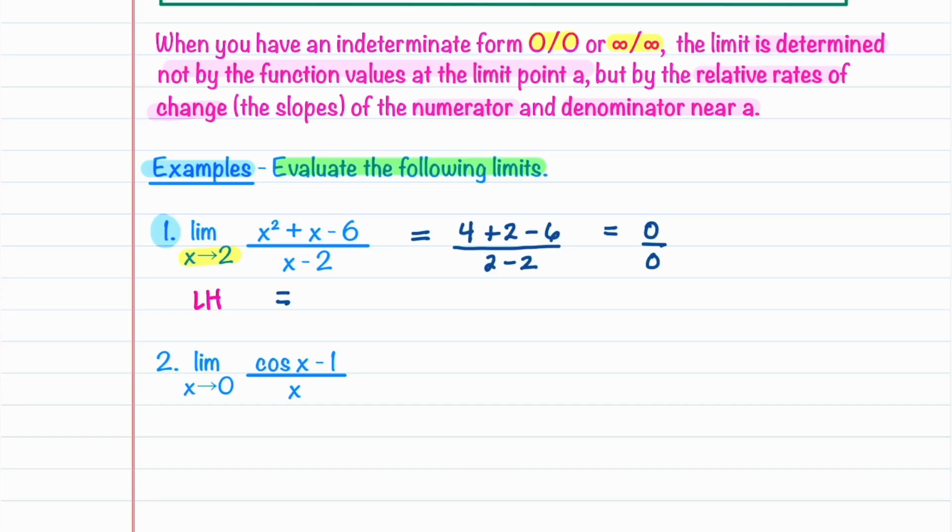L'Hopital's rule tells us that this is equal to the limit as x approaches 2 of the derivative of the numerator, which is 2x plus 1, all divided by the derivative of the denominator, which is 1. Now we go ahead and substitute in that x is 2, and we get 2 times 2 plus 1, all divided by 1, and that gives us an answer of 5. So our limit is equal to 5.